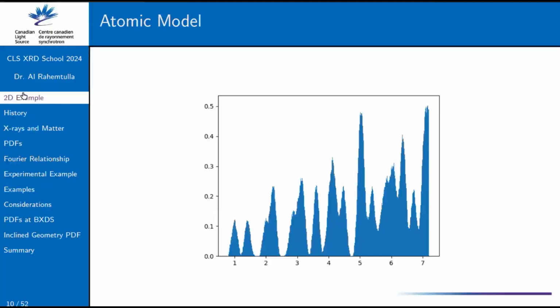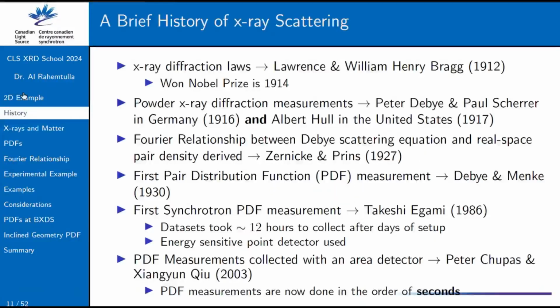So when we start trying to work on the X-ray side to get to this, we need to start thinking about how X-rays interact with matter. But before that, I'll slide a little bit into history. Joel already covered a couple of these things yesterday, such as X-ray diffraction laws and the first powder diffraction measurements. But the idea of a PDF has actually been around for a while. The first principles calculations that derived the Fourier relationship between that scattering and real space density came out in 1927, so almost 100 years ago.